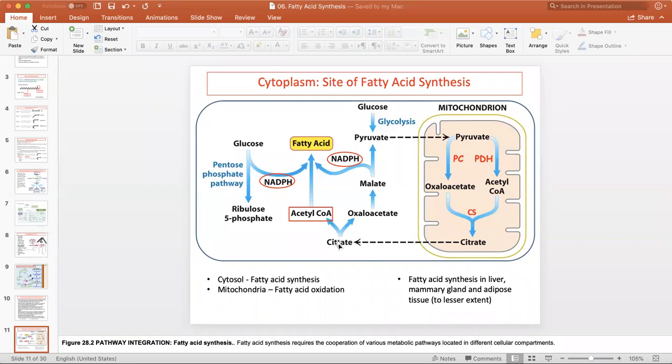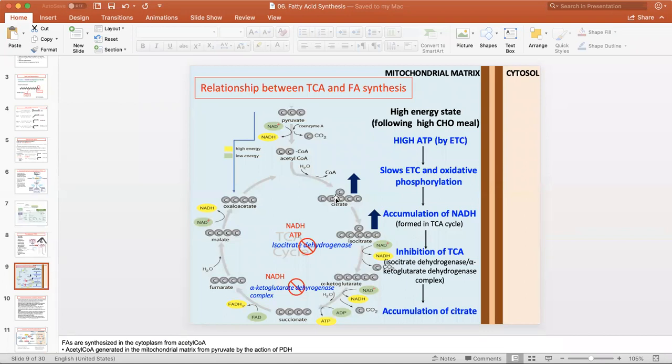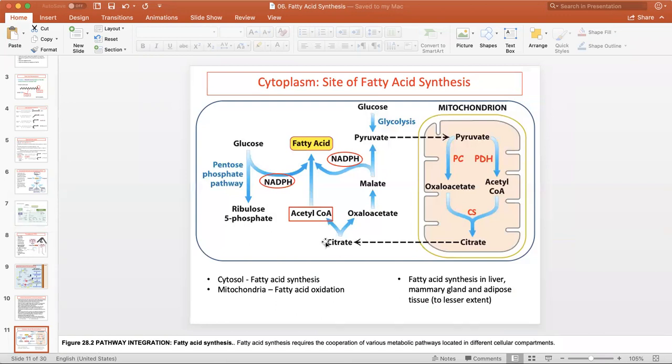Now citrate, as I told before, we need to shift it to make fatty acids. So we break the citrate down. If I just go back, citrate was actually a product of acetyl-CoA and oxaloacetate, right? So when we break down citrate, we will make acetyl-CoA and oxaloacetate back. What I am using for fatty acid synthesis is the acetyl-CoA. So this is your main precursor for your fatty acid synthesis, the acetyl-CoA.